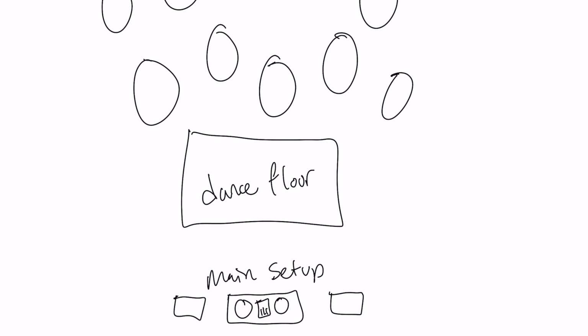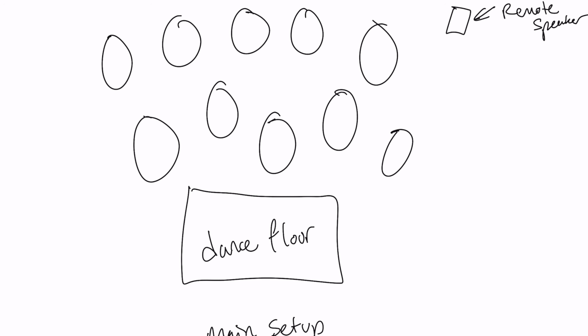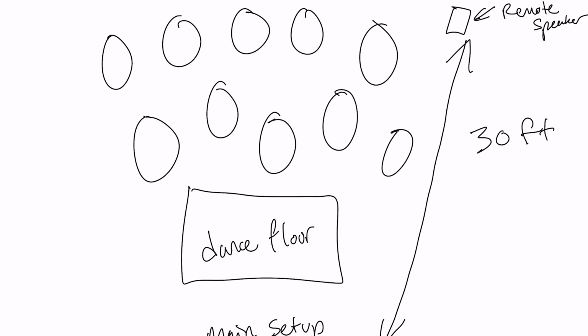For the second example, let's say you have a remote speaker. You've got a main setup right on the dance floor, and then your remote speaker is 30 feet away, basically to supplement sound for speeches and stuff like that. With this, you have 30 feet, but I recommend calculating it based on 1, not the 0.889, and I'll tell you why.